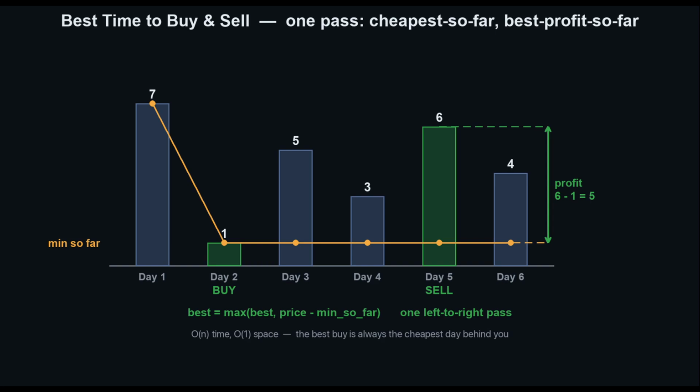Here is the idea in a picture. We sweep left to right through the prices: 7, 1, 5, 3, 6, 4. Keeping just one number, the cheapest price we've seen so far. At each day we ask a simple question: if I sold today, having bought at that cheapest day behind me, what would my profit be? And we keep the best answer we ever see. The cheapest so far drops to 1 on day 2, and when we reach 6, 6 minus 1 is 5, the biggest profit in the whole array. Buy at 1, sell at 6, profit 5.